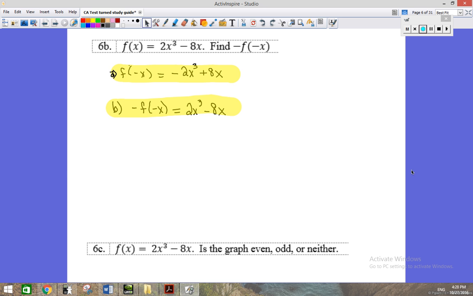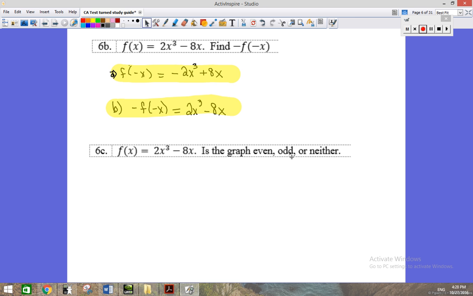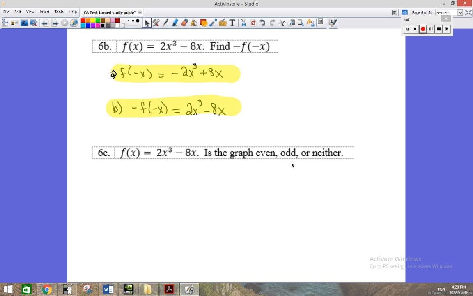All right, so now let's use our answers from A and B to answer our part C. Is it even, odd, or neither? That means we need to compare the expression against the original. So in part A, let's take f evaluated at negative x, and the question is, is it equal to the original function? Well, the first term is negative 2x cubed. The first term of the original is positive 2x cubed. That answers the question. They're not equal to each other. And if A is not equal to the original one, I know it's not even.